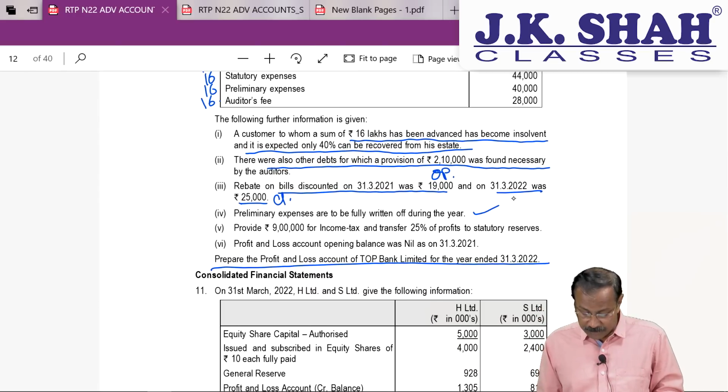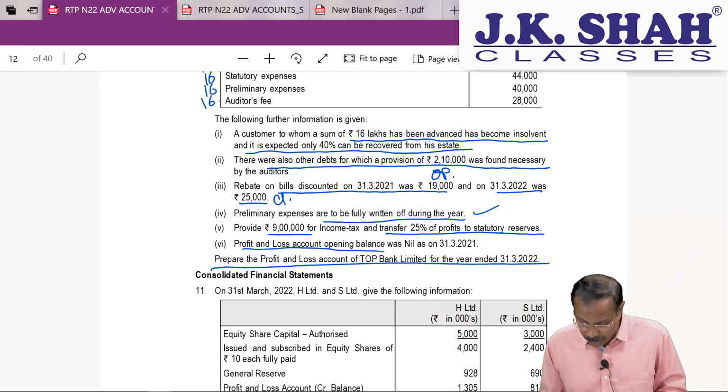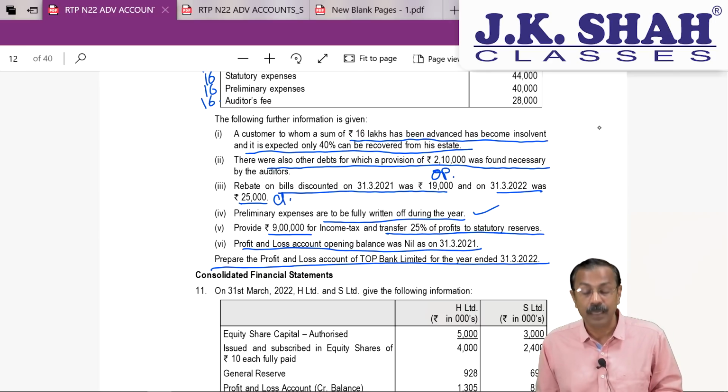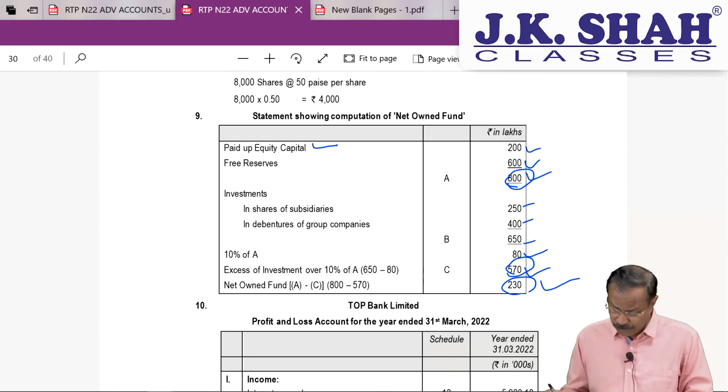Preliminary expenses are to be written off fully during the year. Treat it as other expenses, schedule number 16. Provide 9 lakhs for income tax and transfer 25% of profits to statutory reserve, and P&L opening balance was nil, no opening balance. So now let's look at the solution.